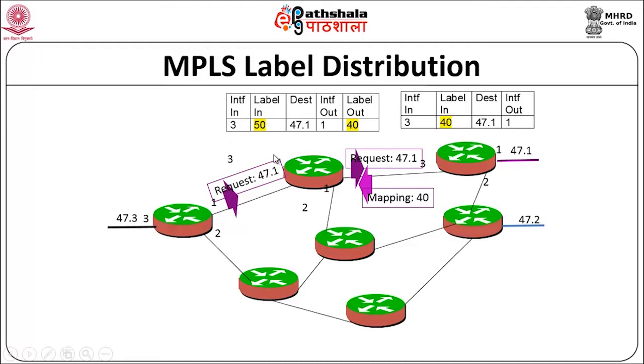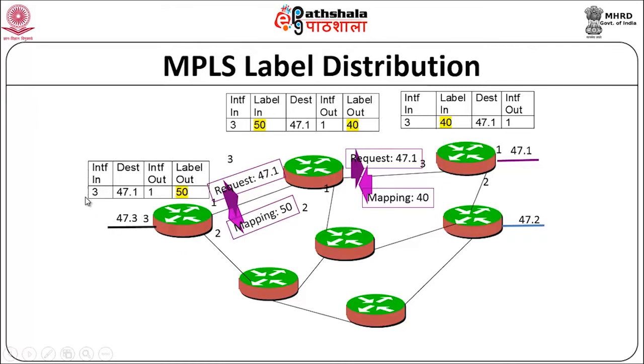Okay, so for this path the label is assigned by the upstream router. So you can see this. Now this fellow assigns the label as 50, and he will send this information to the router downstream. The downstream router will make its entry saying, if I get something on interface 3 with this destination, I will send it out on interface 1 with the output label of 50. So once this is done, you can see that the path that is required is set up.